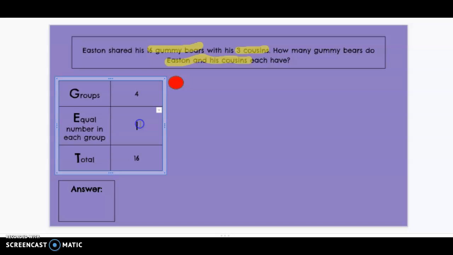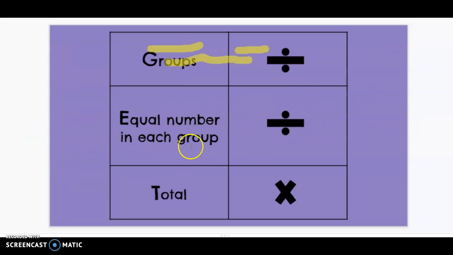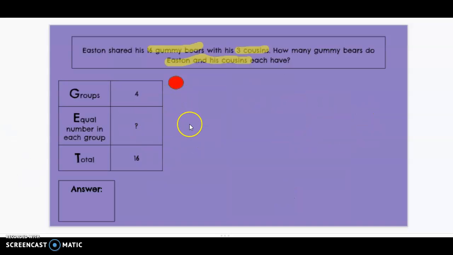Now, this is what you're looking for. You are looking for the equal number in each group, and the equal number in each group is going to be the number of gummy bears that Easton and his cousins got. So if I'm looking for the equal number in each group, what operation are we doing? We're going to be dividing. So now I know exactly what I'm dividing. You only have 2 numbers that you're working with. You're working with 16 and 4.